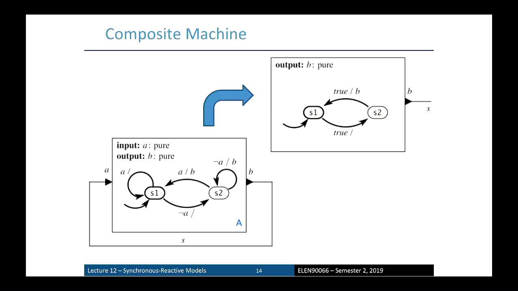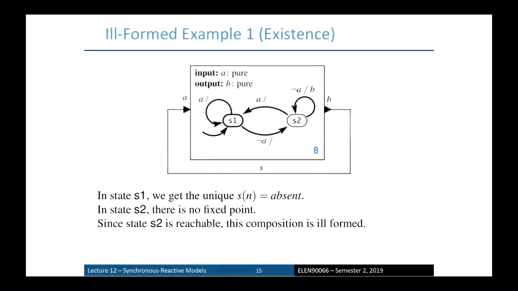All right, so that's a well-formed example. Let's do some counter examples here to show you where a feedback interconnection is ill-formed. So let's fail the existence criterion for well-formedness. It looks quite similar to the previous machine, but we'll do the analysis again.